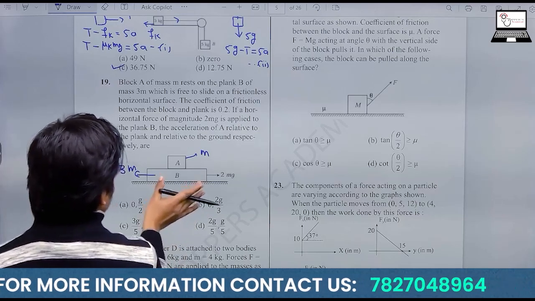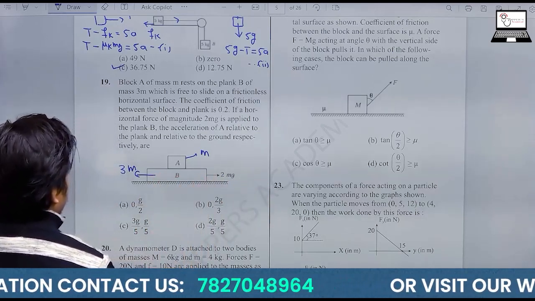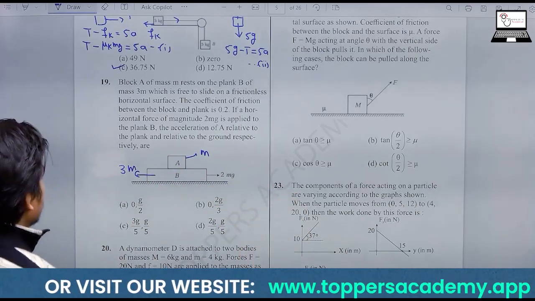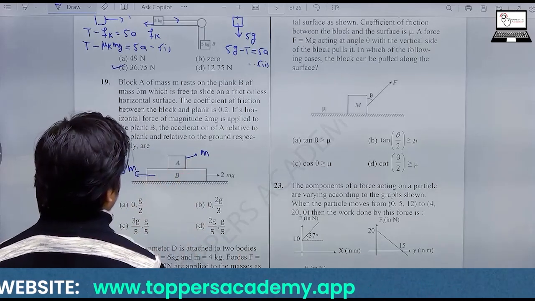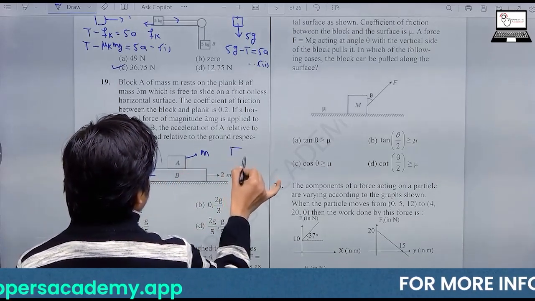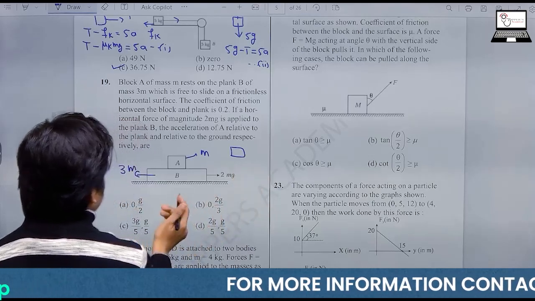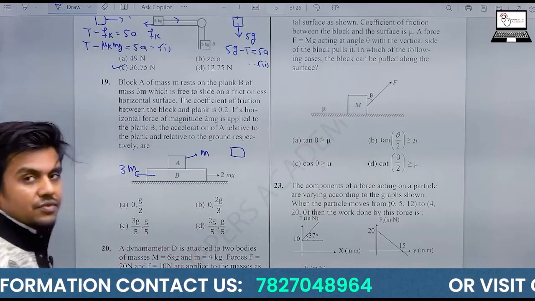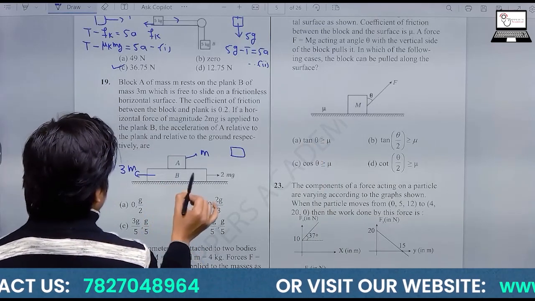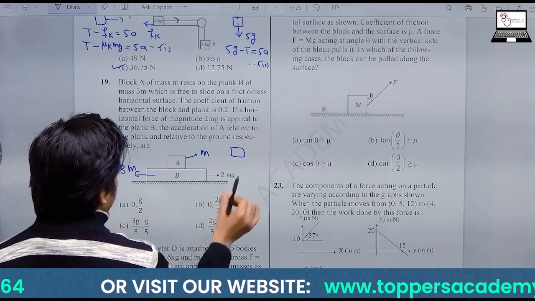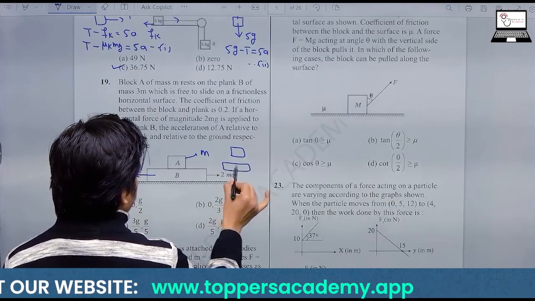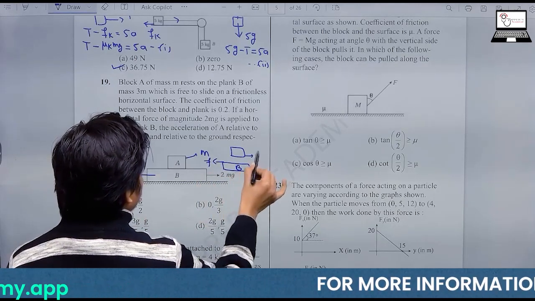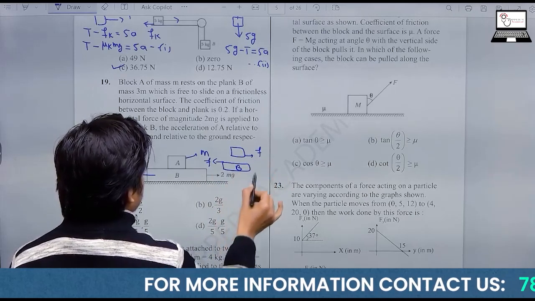Now, as this force 2mg is acting on B, if I assume that A is also moving with B, what is the force responsible for the motion of A? The upper surface of B is going in the forward direction with respect to the lower surface of A. So a frictional force will act on B in the backward direction, and the same frictional force will move A in the forward direction.